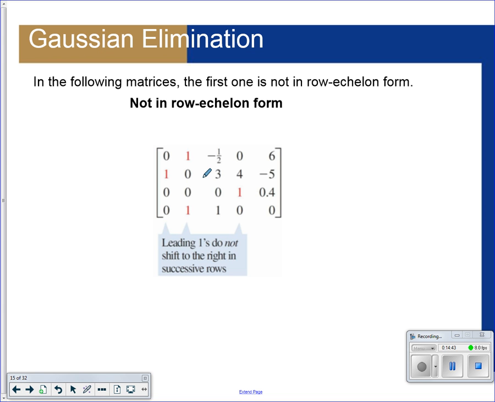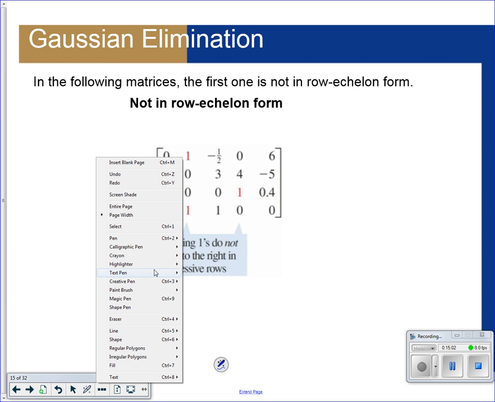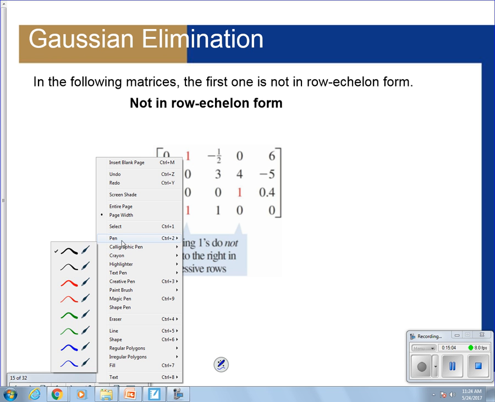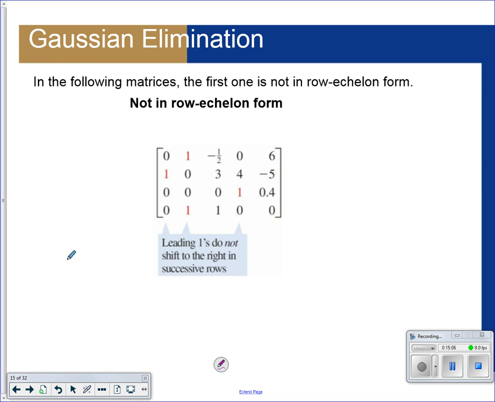Okay, so this is an example of a matrix that is not in row echelon form. See how this is your first leading 1? This does not go to the right, so we can't have that. Because that's not to the right, it's not in row echelon form.